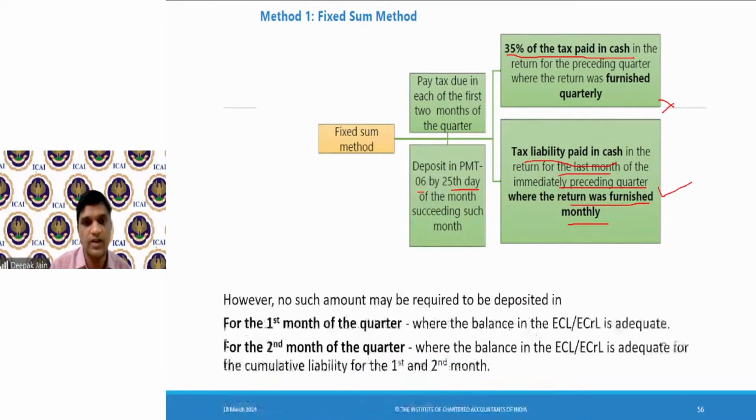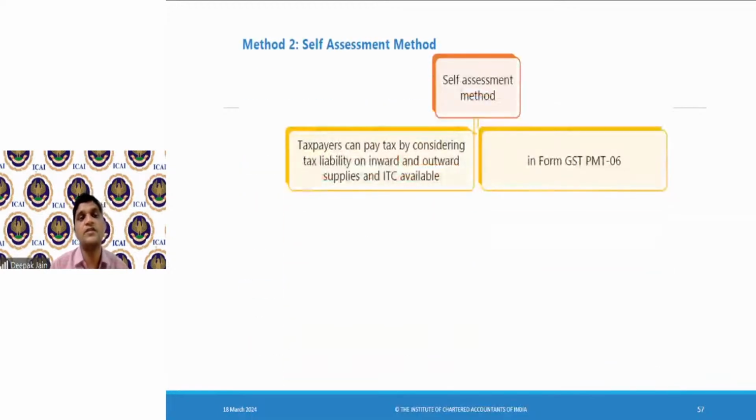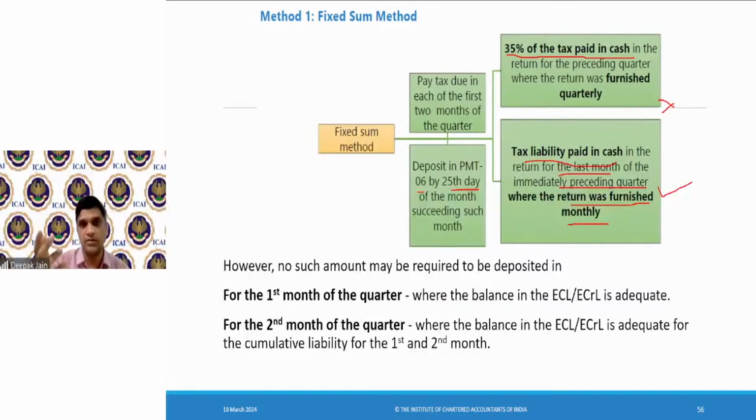Okay. Then if it's a self-assessment method, then it's simple. You will calculate what is your outward supply for that month. You will reduce the inward ITC and pay it. So in self-assessment, you will calculate it. The system will not calculate it. The system will calculate only in case of a fixed sum method. In a fixed sum method, it is 35% of the quarterly or 100% of the previous month. Clear with this?